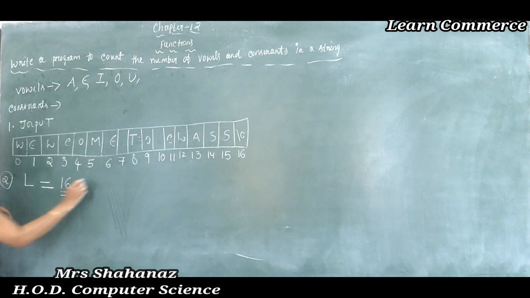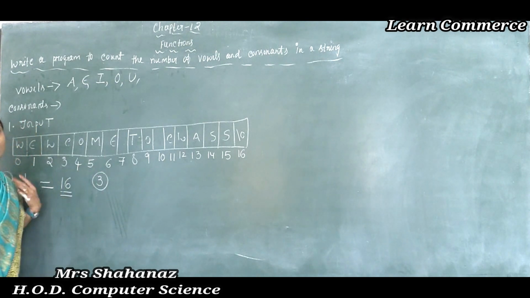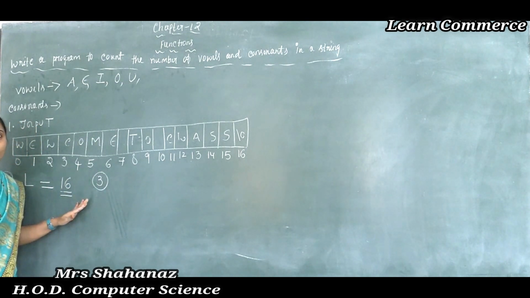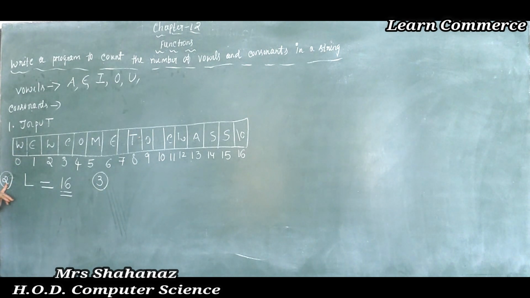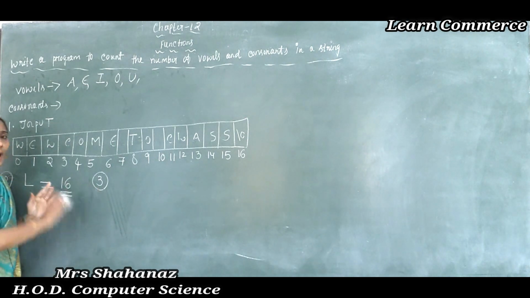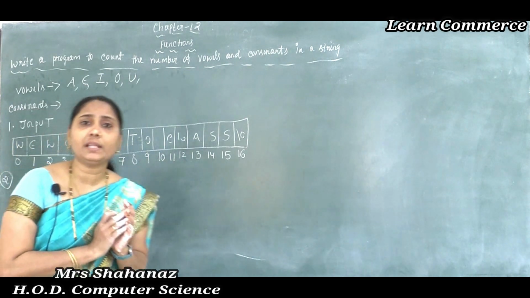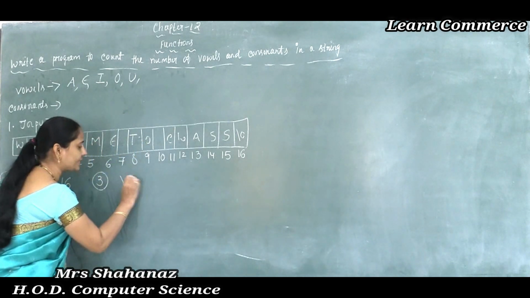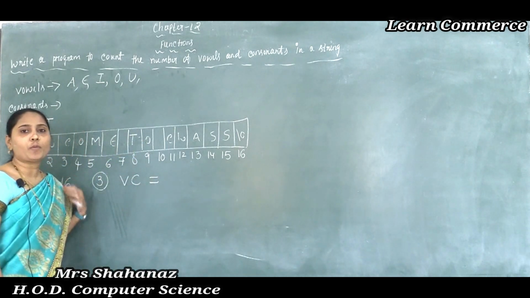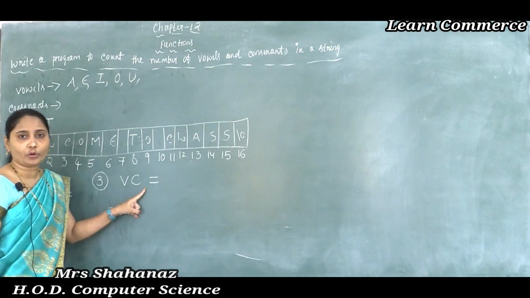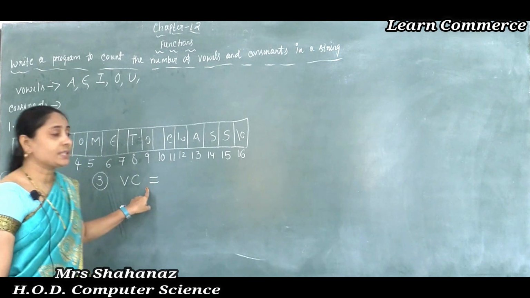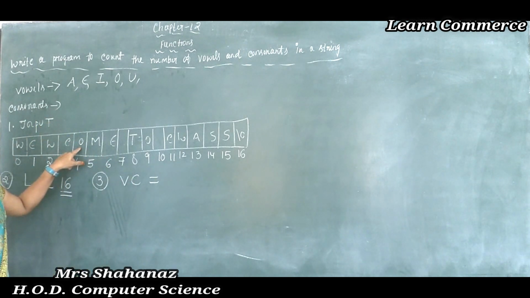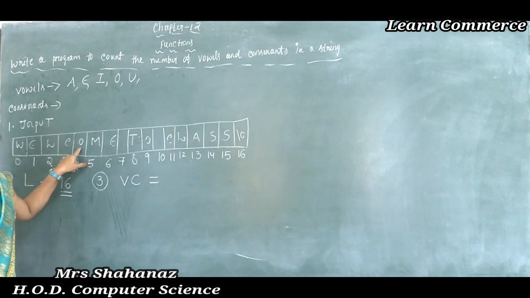And later, after that, step number 3. After completing step 2, in this step 3, I am going to initialize some variables. One is VC. What's the full form of VC? The full form of VC is vowels count. Here we are going to count the number of vowels and the number of consonants. In this string I need to find out how many vowels and how many consonants we get. Clear this point here.